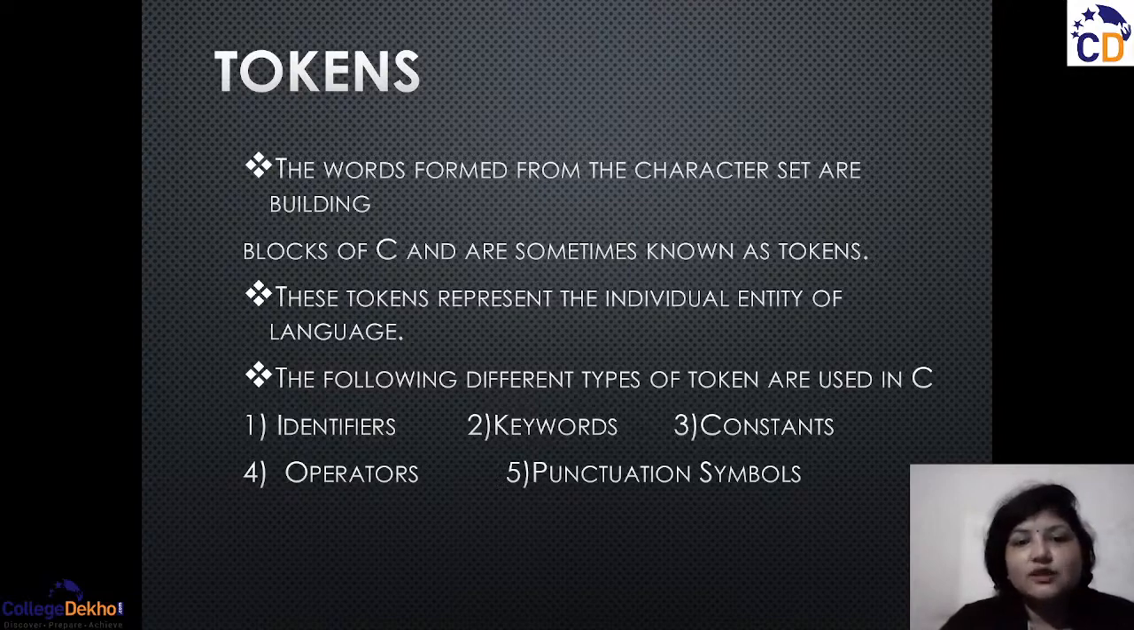These tokens represent the individual entities of any language. The different types of tokens used, as I told you, could be identifiers, operators, keywords, constants and punctuation symbols too. So these are the tokens that we have in the C language.